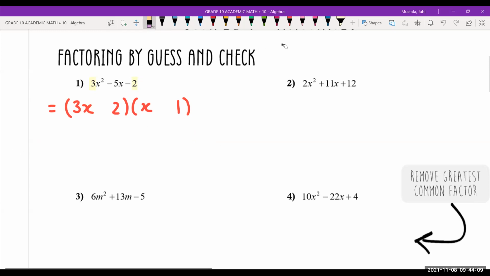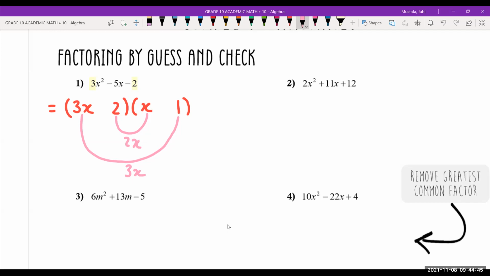And what I'm going to do is I'm going to use something called the double smiley method. So I'm going to make a smiley face to connect the 2 and the x. I'm going to multiply those and I'm going to get 2x. And then I'm going to make another smiley face to connect the 3x and the 1. And I'm going to multiply those and I'm going to get 3x.